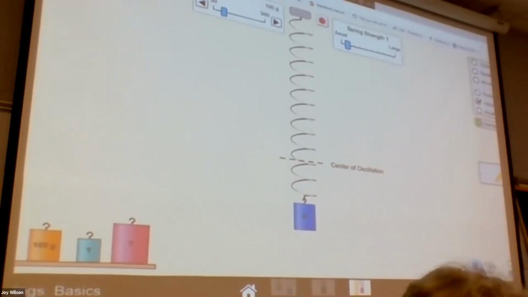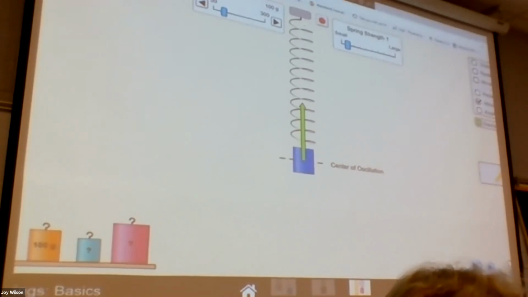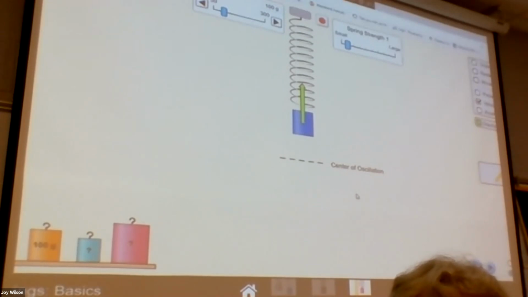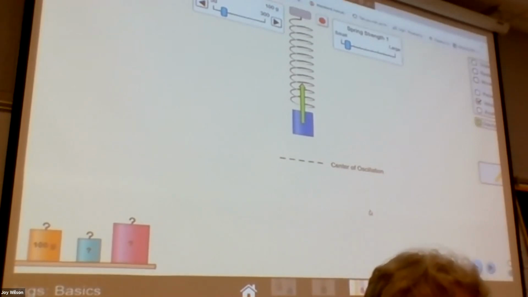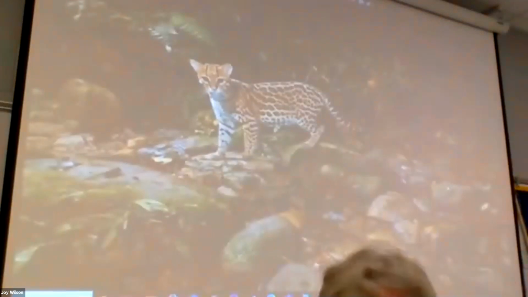So where do we have the most? Where is our biggest velocity arrow? Moving fastest at equilibrium. But as soon as I go past equilibrium and my spring starts to compress, now my velocity starts to go down because the spring is pushing down, but the object's still trying to move up. Kind of got a feel for this now? Okay. So I'm going to stop there for today.